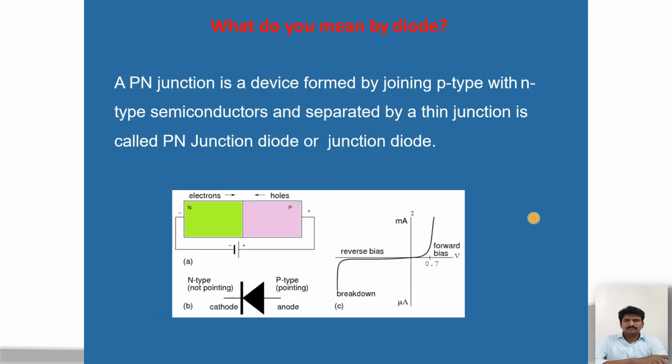What do you mean by diode? A diode is a junction of P and N. What is the meaning of P? It is a P-type semiconductor. What is the meaning of N? It is an N-type semiconductor.